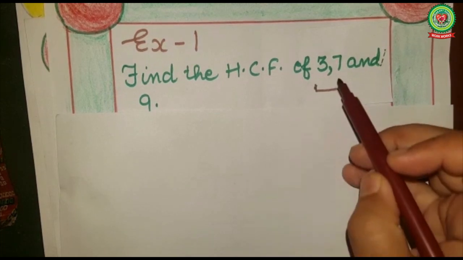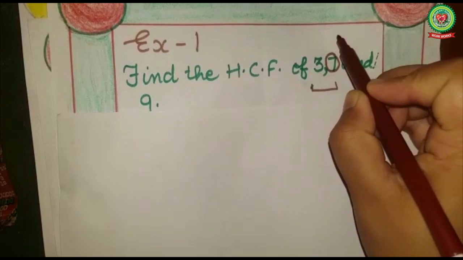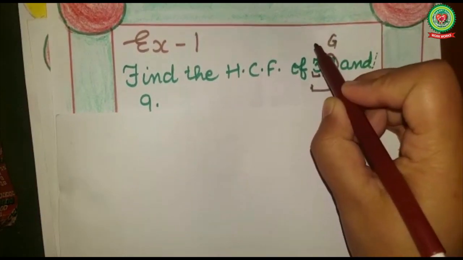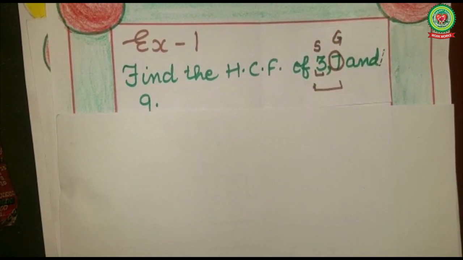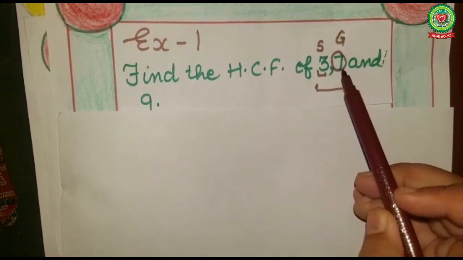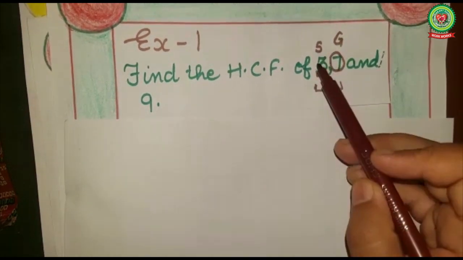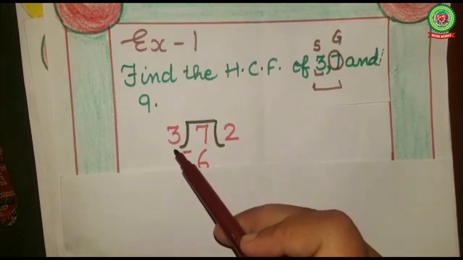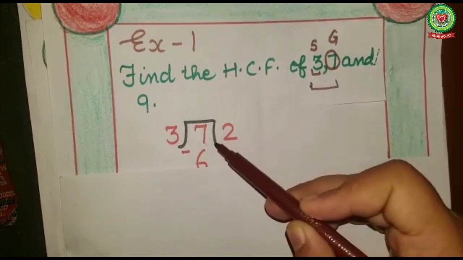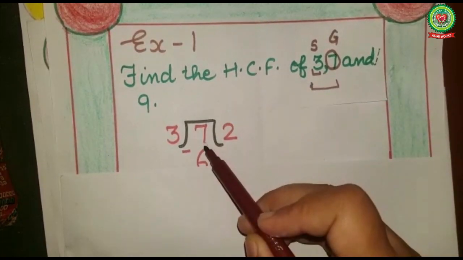Students, tell me, in between 3 and 7, which number is greater? Yes, 7 is greater and 3 is smaller. Now students, for finding the HCF of two numbers, what was the first step? Yes, the first step was divide the greater number by the smaller number. So, we will divide greater number, that is 7, by smaller number, that is 3. So, smaller number, that is 3, will become the divisor and greater number, that is 7, will become the dividend. So 3 will come outside the divide sign and 7 will come inside the divide sign.